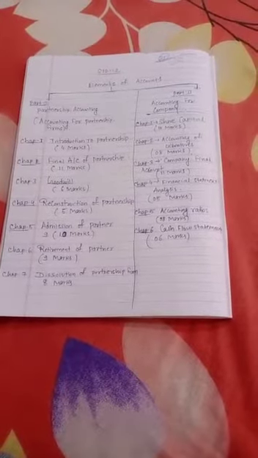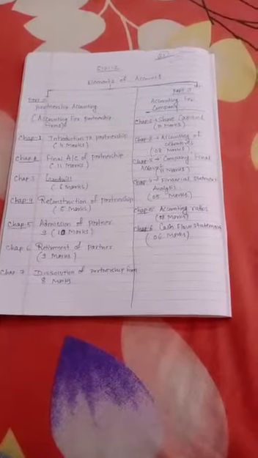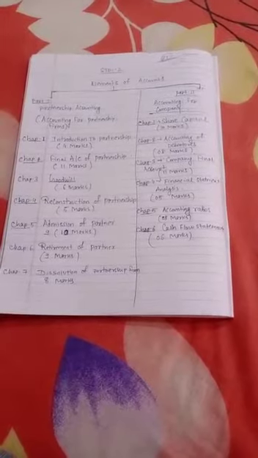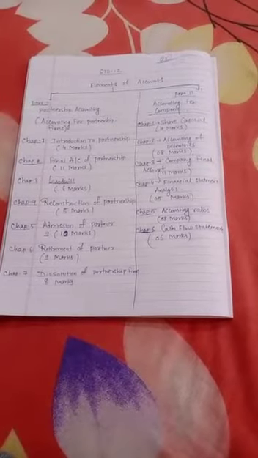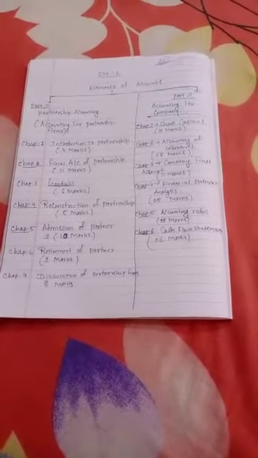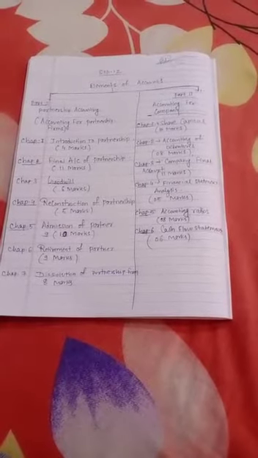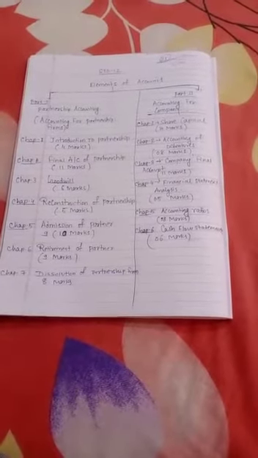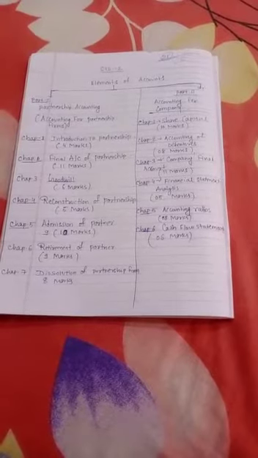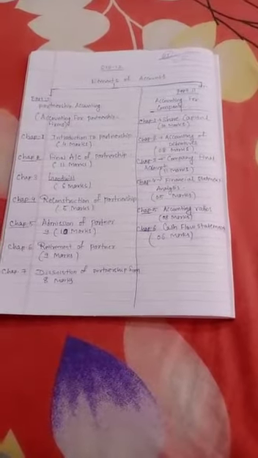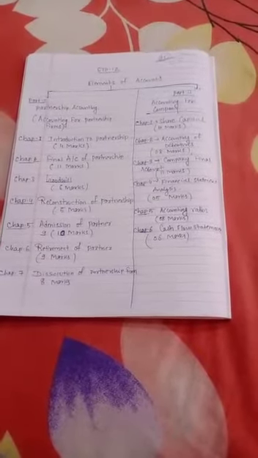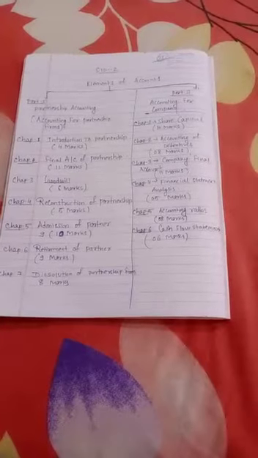See friends, in part 1, the first chapter is Introduction to Partnership. The chapter carries 4 marks only. And the another chapter is Final Account of Partnership, which is the second chapter of part 1. See, this chapter is Final Account. I hope you know this.